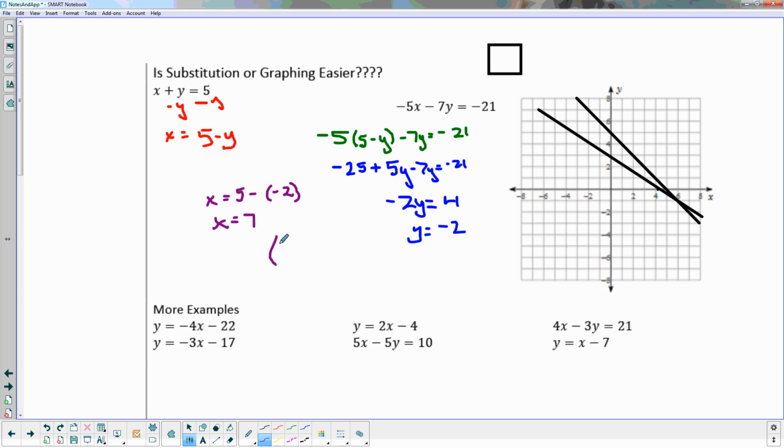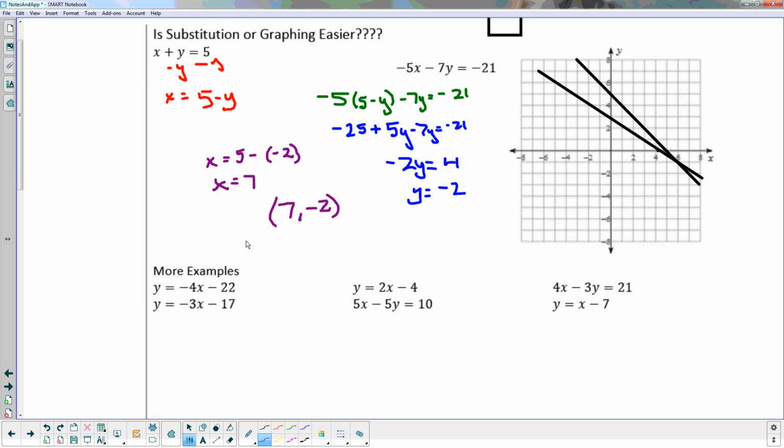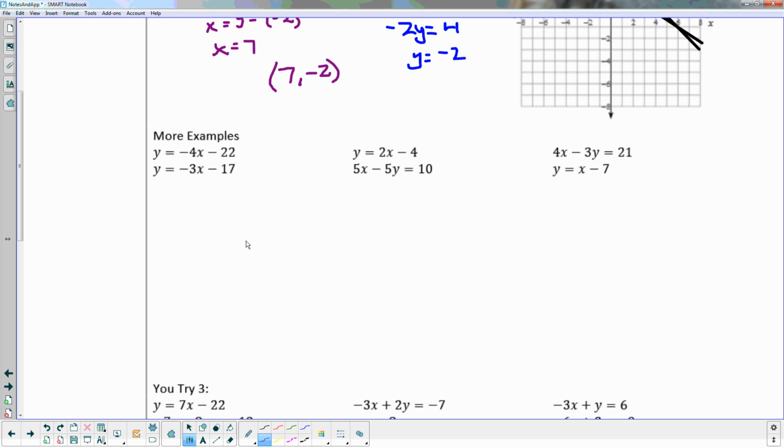So actually our original guess was close, but it was off. I thought it was 6, negative 1. It ended up being 7, negative 2, but that's okay. I like substitution a lot better than graphing for problems just like this, because this is not an easy equation to graph. Let's look at these 3 examples here.